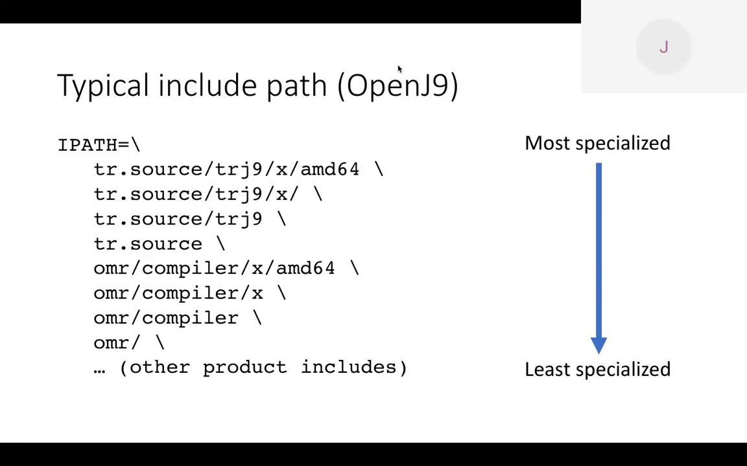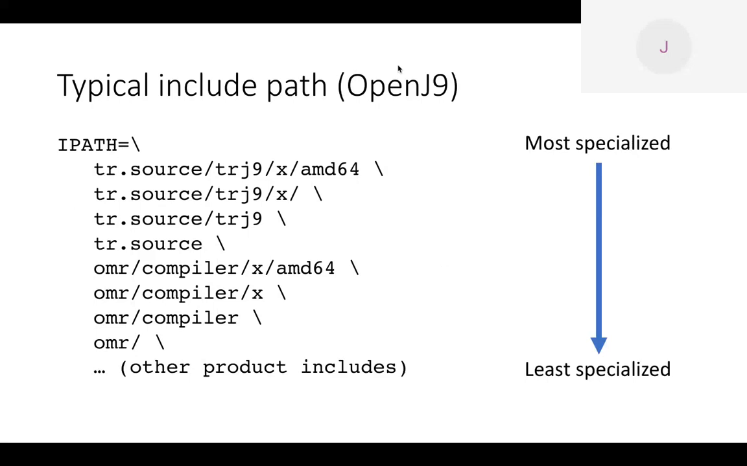So what does a typical iPath look like? And this is an example from OpenJ9. Things actually look a little bit different now. We don't have a tr.source directory anymore. But basically the interesting thing here is that the ordering of this is very important. You basically define your iPath from the most specialized project all the way up to the least specialized, where the least specialized is always OMR.